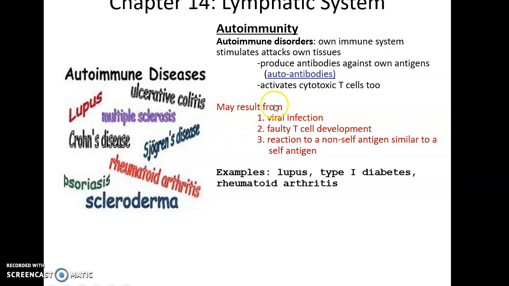They may be stimulated and evolve from a viral infection where the virus had antigens similar to your own. Could be from faulty T cell development or some other non-self antigen that's similar to the self antigen. Some examples of autoimmune disorders include lupus, type 1 diabetes, rheumatoid arthritis, psoriasis, Crohn's disease, and so on. That is it for chapter 14.